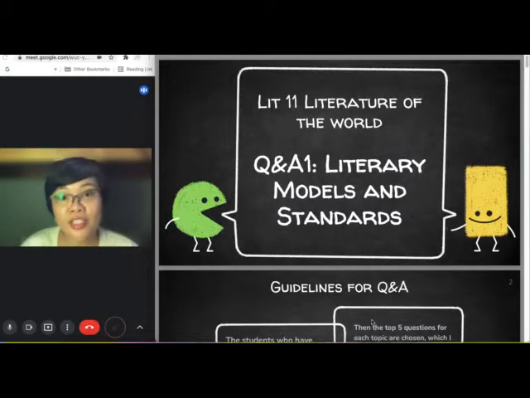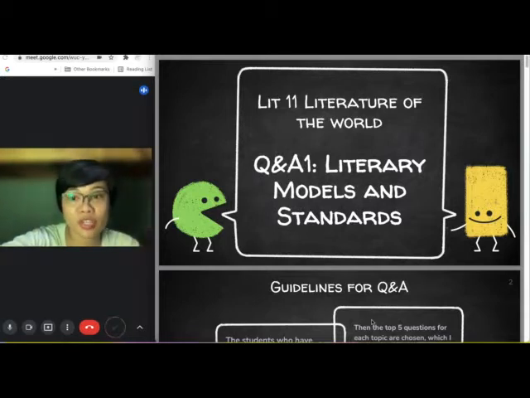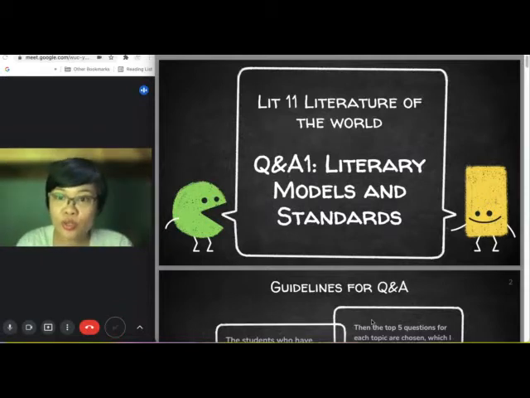Yesterday we had an oral exam, and some of the students were not able to answer, or they were not called because of the time constraints. Also, we were not able to have a discussion of all the topics in Module 1 yesterday. So because of that, we're having this Q&A.